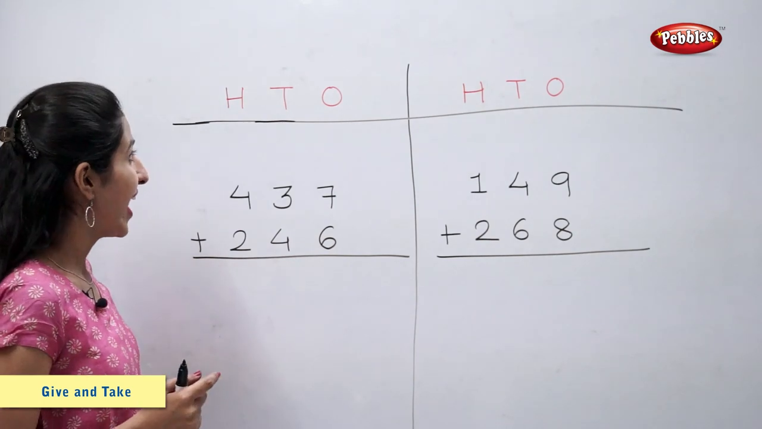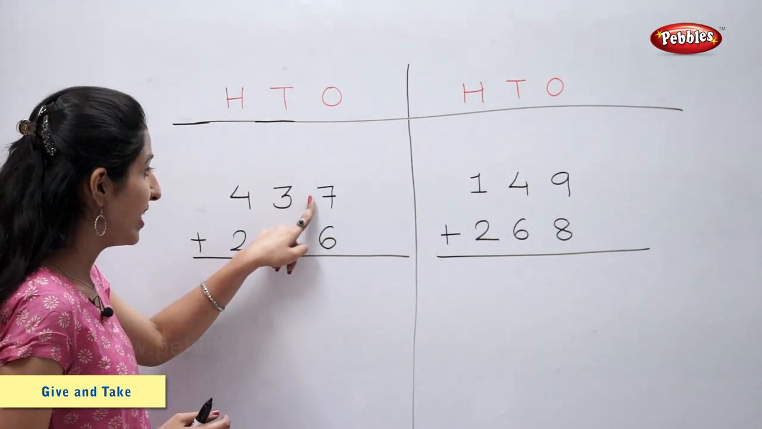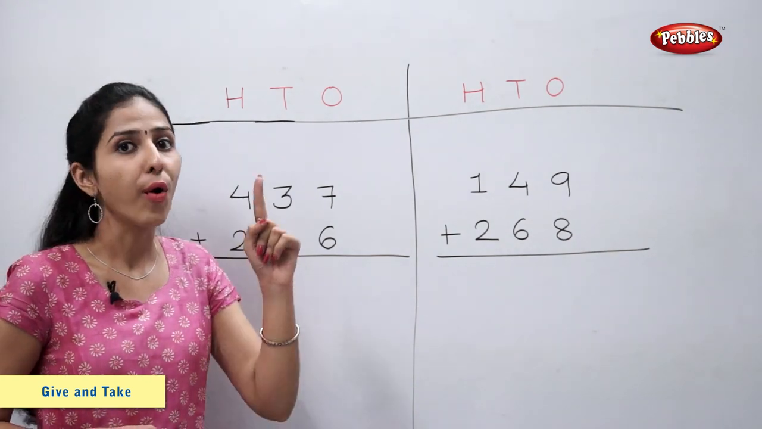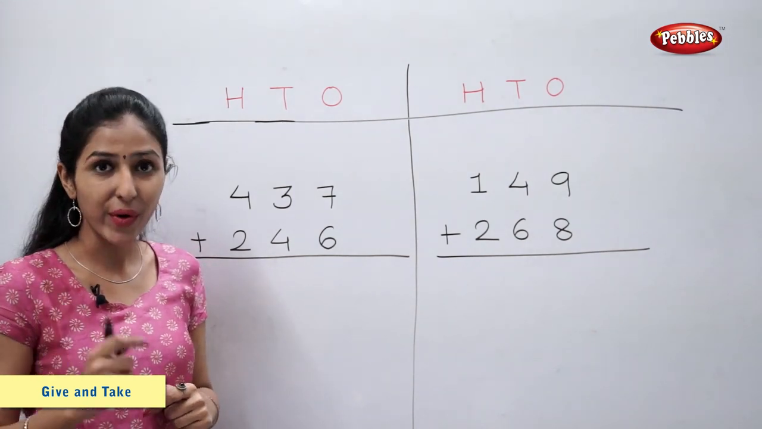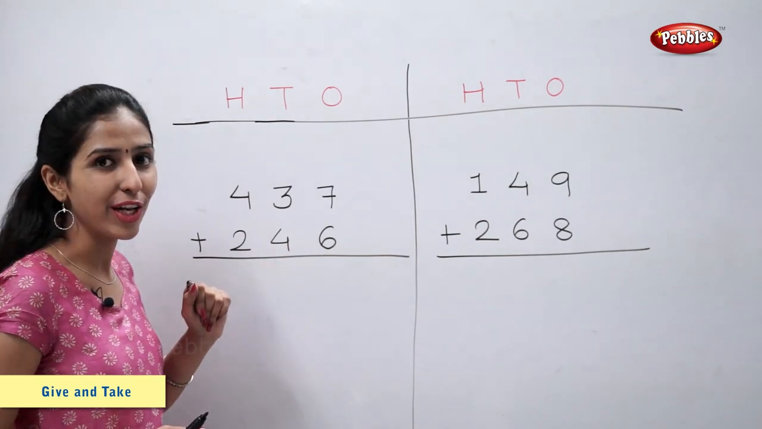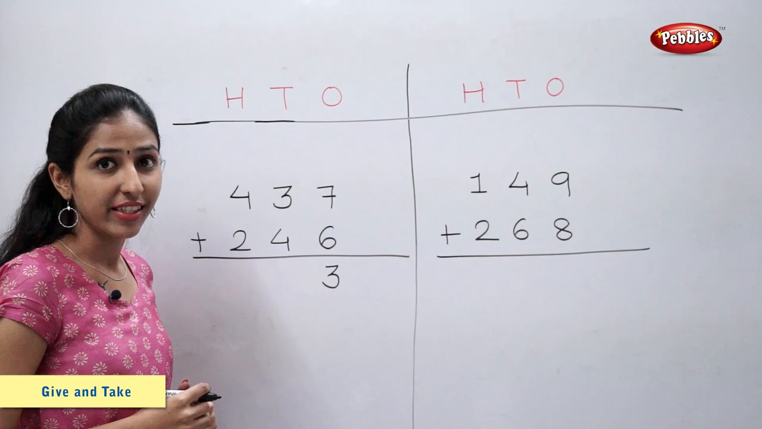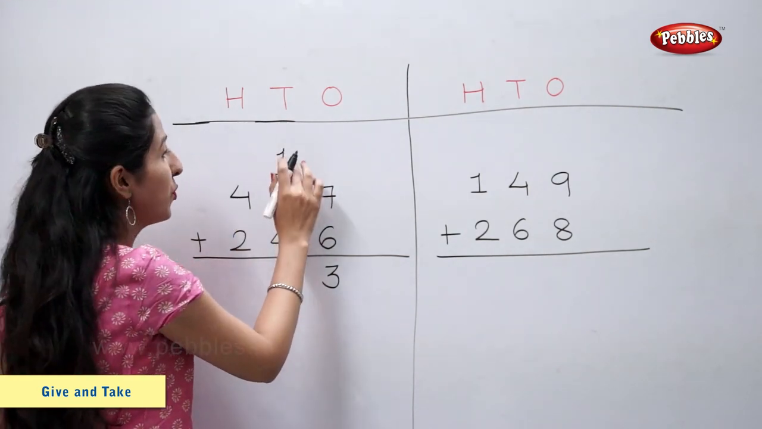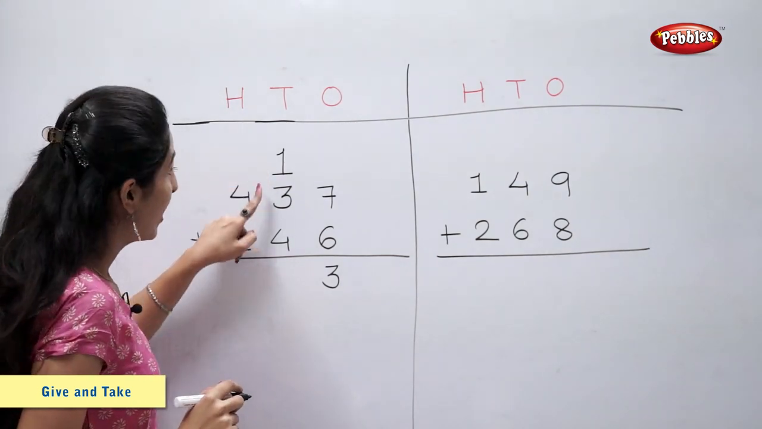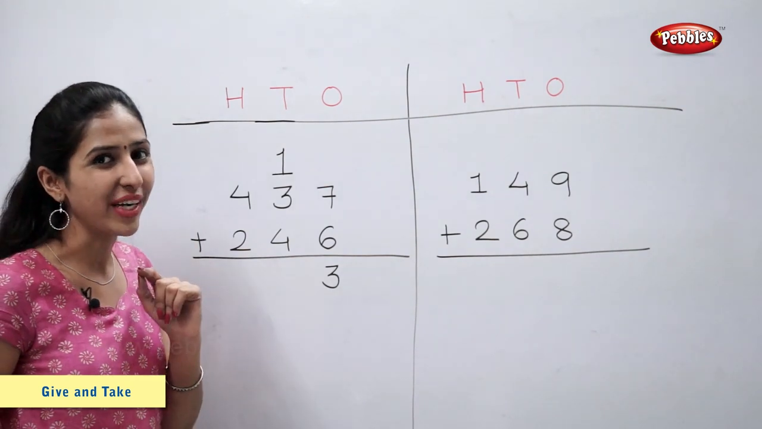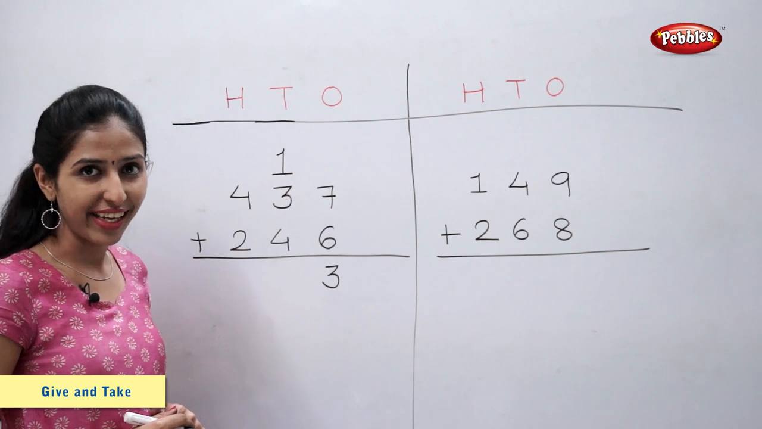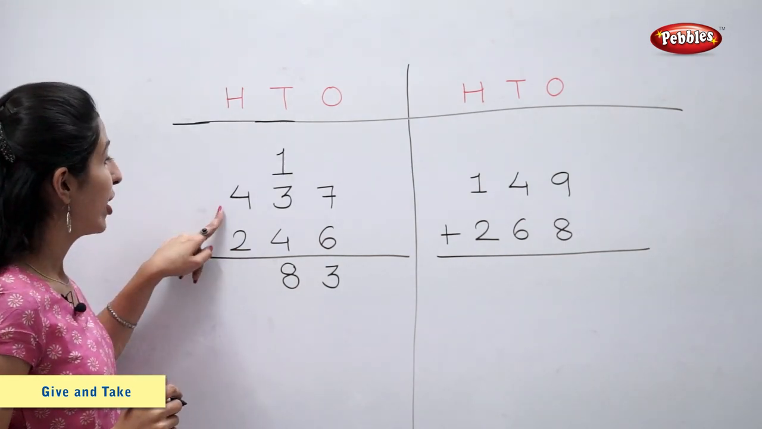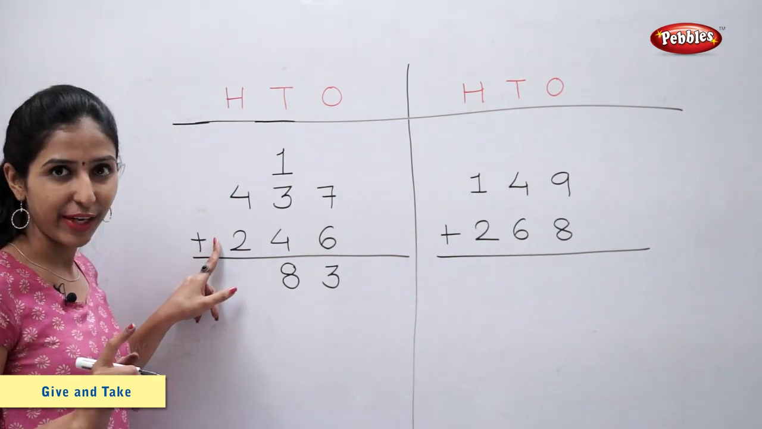Let's find. Let's add ones first. 7 plus 6 is equal to 13. 13 is equal to 1 tens and 3 ones. So, I will write 3 ones in ones column. 1 tens carry forward in tens column. Now, 1 plus 3 is equal to 4. And 4 plus 4 is equal to 8. Let's add hundreds. 4 plus 2 is equal to 6.